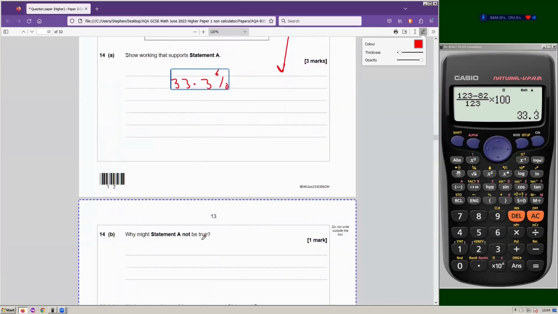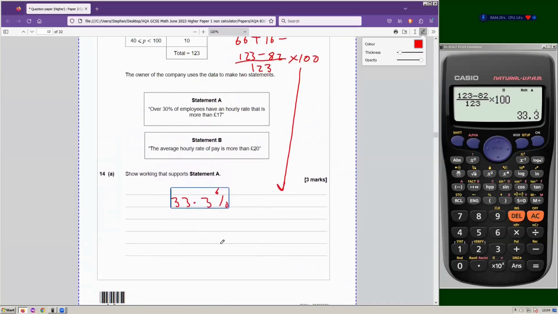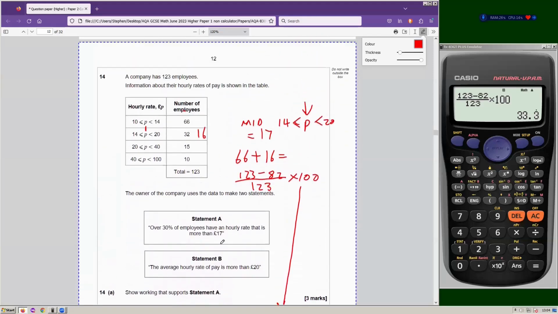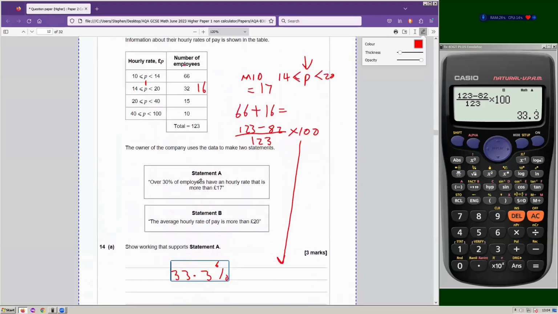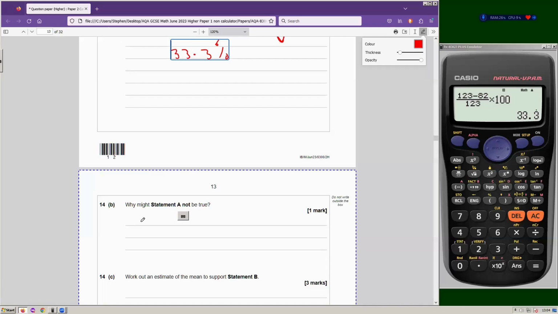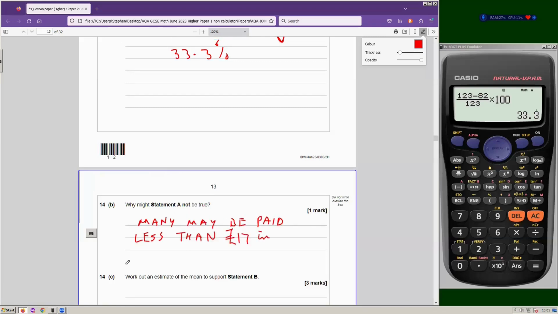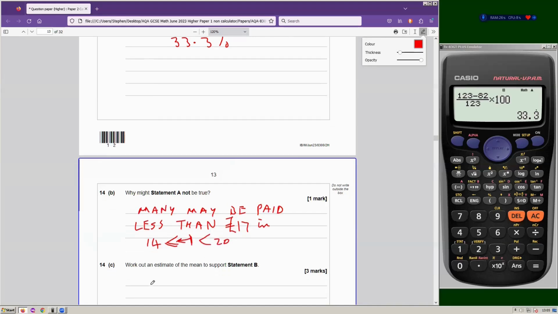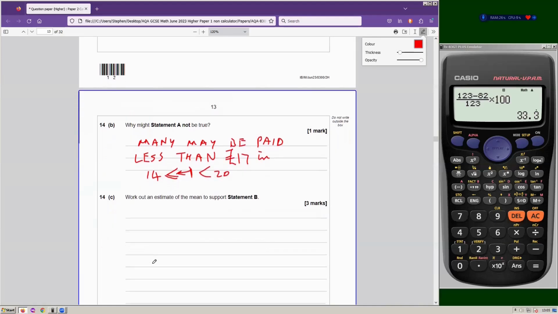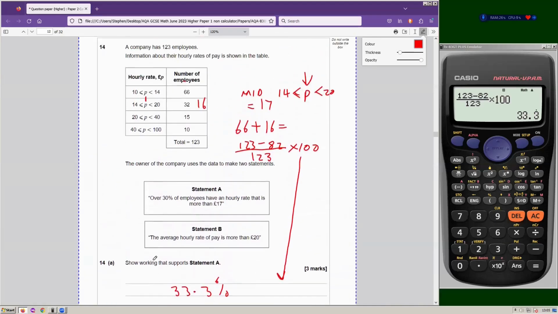Why might statement A not be true? Okay, you can just say... Work out an estimate of the mean to support statement B. The average hourly rate of pay is more than 20.